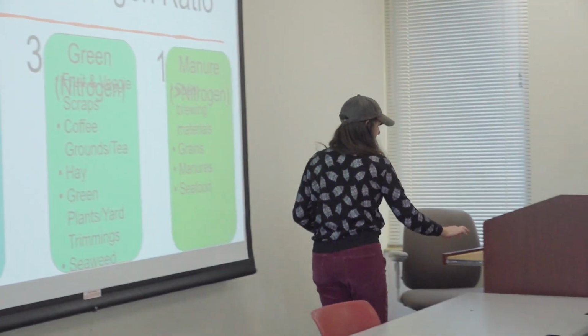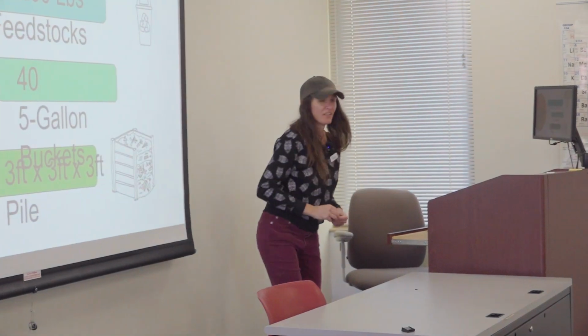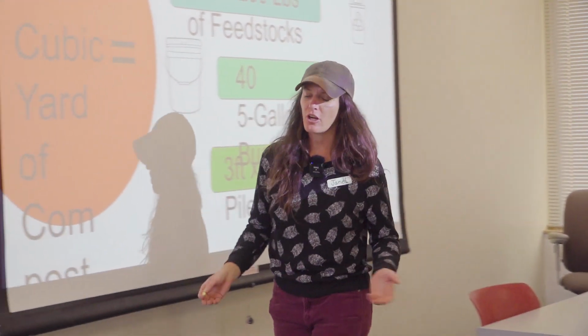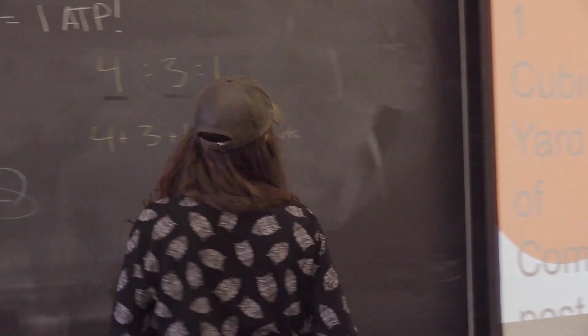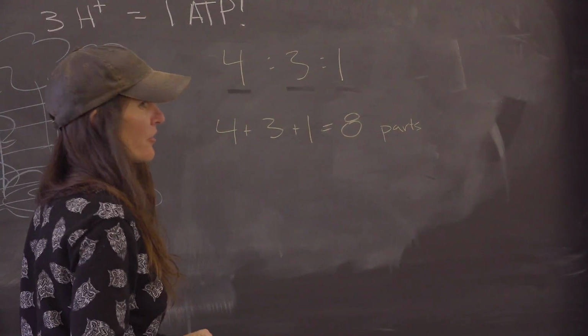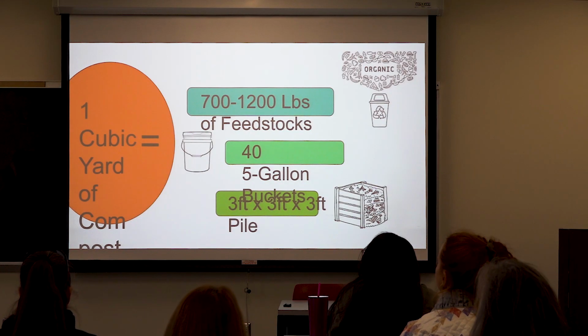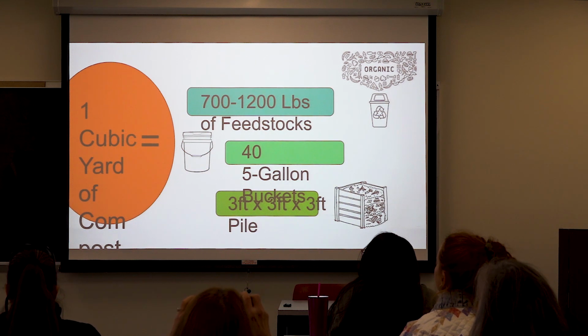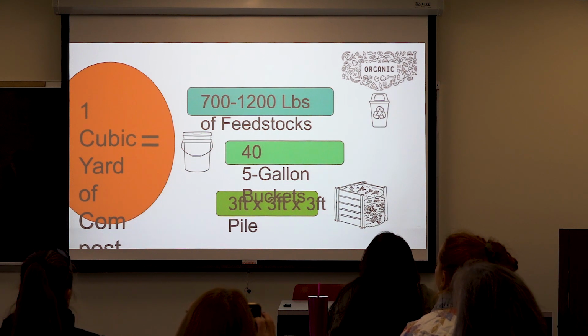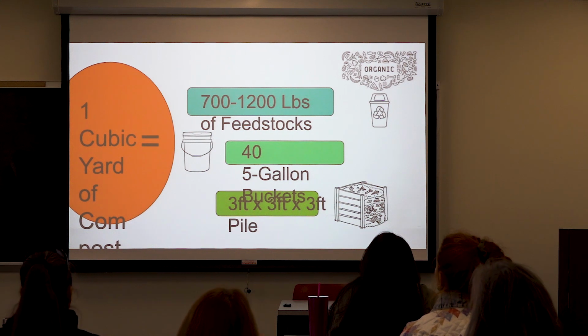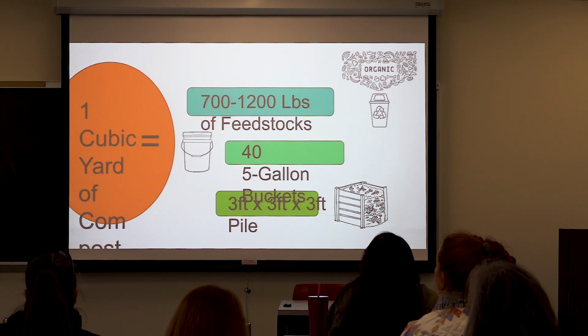So let me pull up this next one because it's going to be helpful. If we're talking about a cubic yard of compost, which is a pretty common measurement for most people to use, a 3-bin system, one of those bays, if you're using pallets, is typically a cubic yard. So that's going to be this 3 foot by 3 foot by 3 foot pile. That comes out to 45 5-gallon buckets.